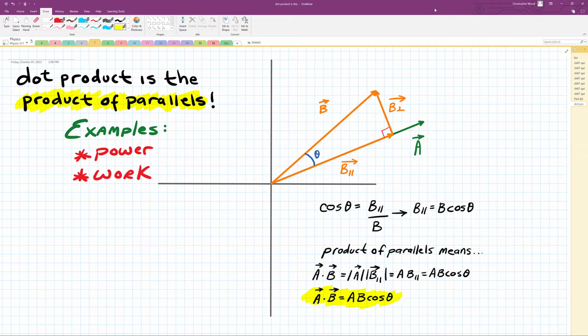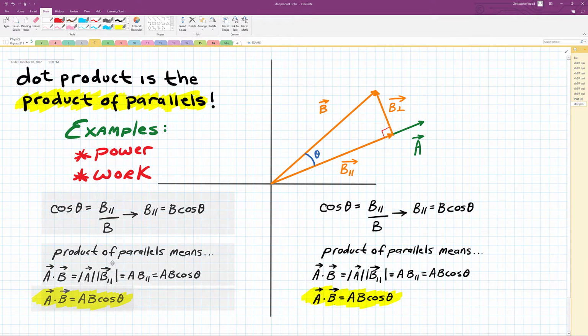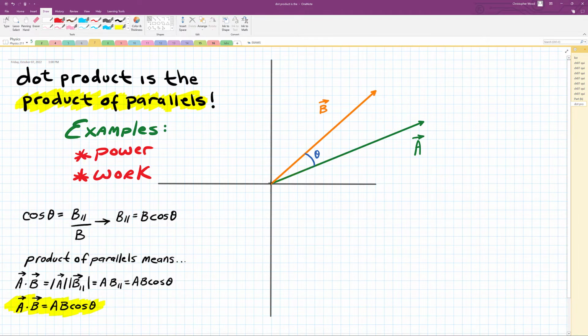Okay, what if I want to project vector A onto vector B instead of projecting vector B onto vector A? I'm going to draw a light blue line that's collinear with vector B so I have something to project vector A onto. Here's the component of vector A that's perpendicular to vector B. Here's the component of vector A that's parallel to vector B.